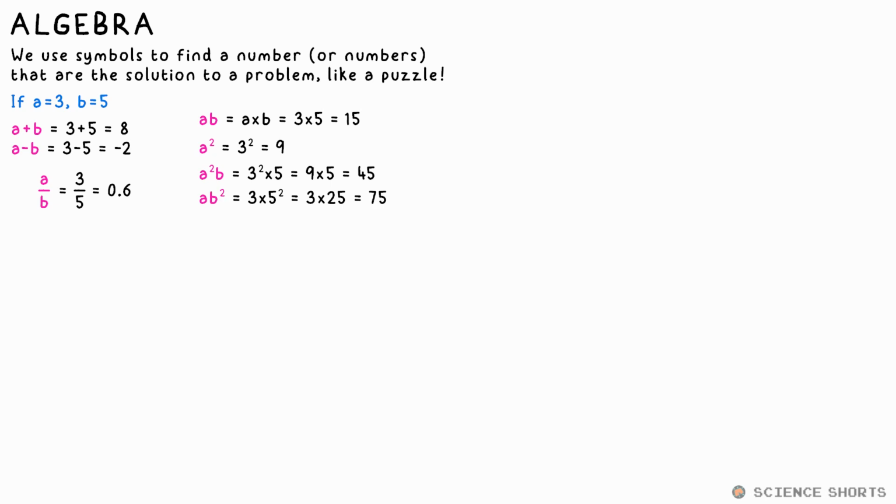AB squared is 75, as that's 3 times 5 squared. Careful in these cases, as you might be tempted to say that is 3 times 5, 15, or squared. But if that was the case, you'd have to have brackets around the A and the B, like so.